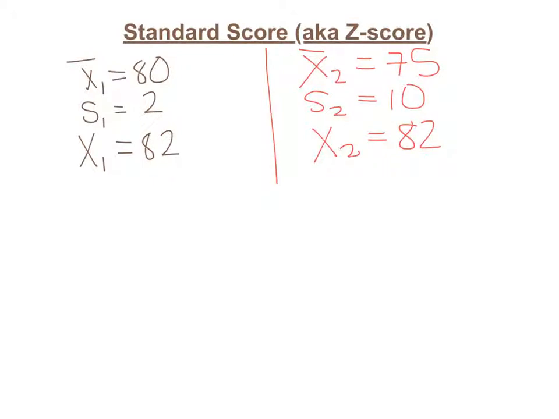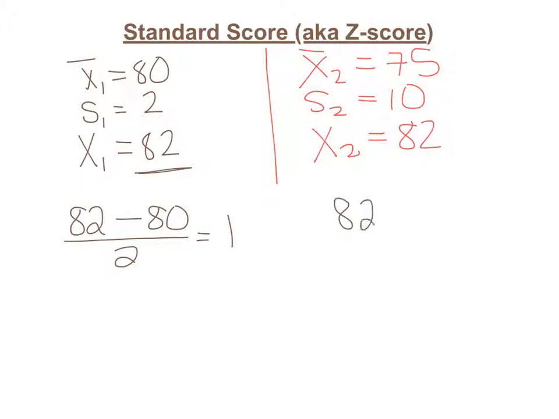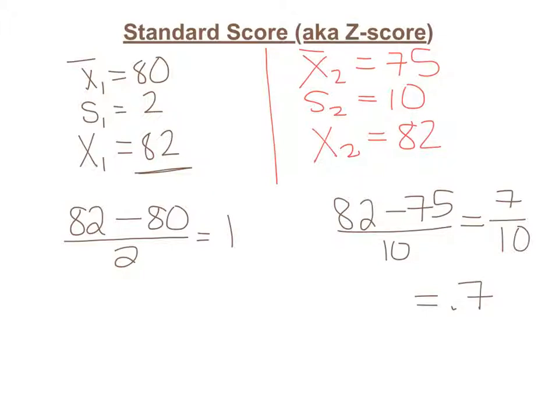If I want to find the z-score of our student number 1 who got an 82 in the happy teacher's class, then we go 82, that's our value, minus our mean, divided by the standard deviation. And this is 1 standard deviation away from the mean. Now if we look at this one, go 82 minus 75 divided by 10. This is only 7 over 10, or 0.7 standard deviations away from the mean.